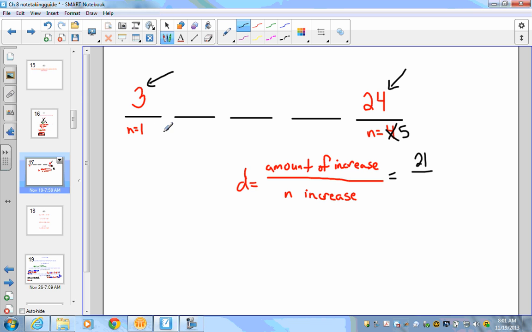So how many n's did I actually increase? Well, I started with n of 1, so I went to n of 2, n of 3, n of 4, and then n of 5. So 1, 2, 3, 4. That means I jumped 4 n's. So when I do the math, 21 divided by 4, you get a D of 5.25. There's my D, and of course you already know your first term, which is right here. So from here, you would find a formula or answer whatever questions you need to answer.